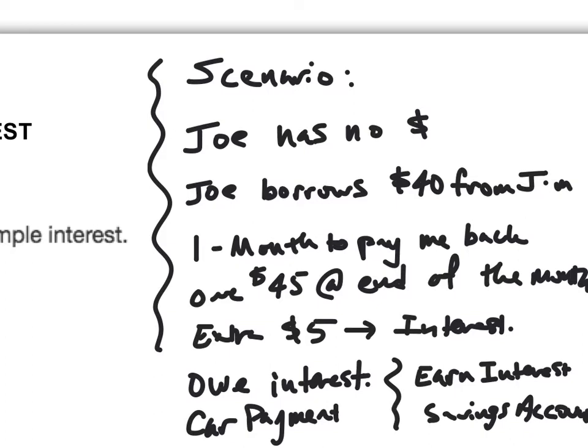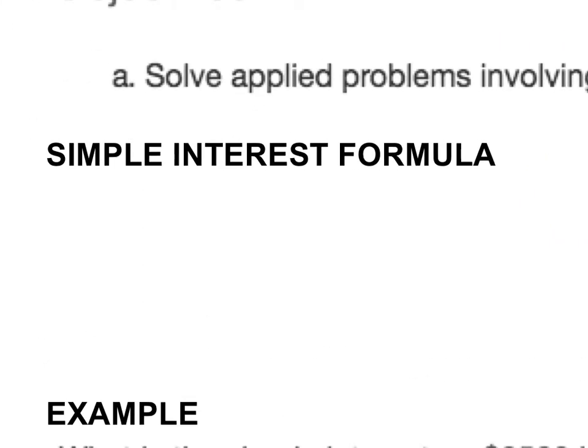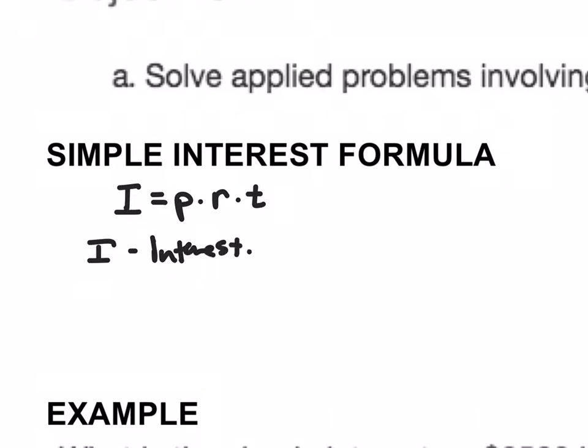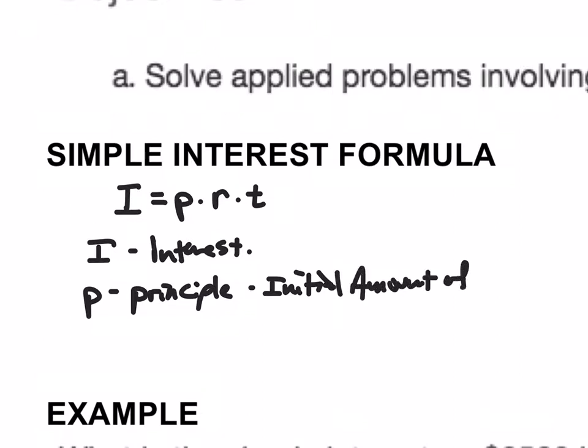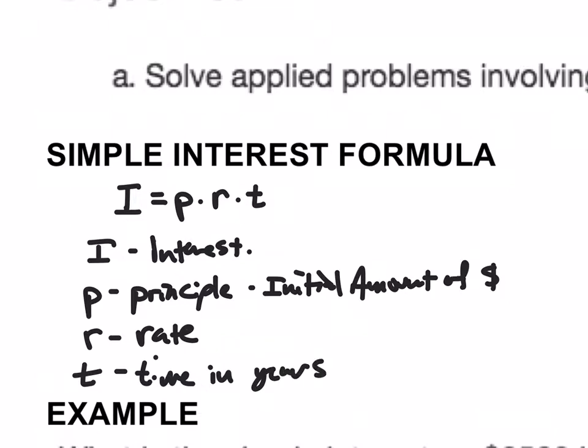There are a number of different formulas that, the further you go in your math career, you'll learn about. But what we're going to focus on right now is just the simple interest formula. That's the formula I equals P times R times T. I is your interest, which I just explained. In this case it's going to be money owed. P stands for principal, your initial amount of money. R is your rate, your interest rate. And T is time in years. So we do have to keep this into account.